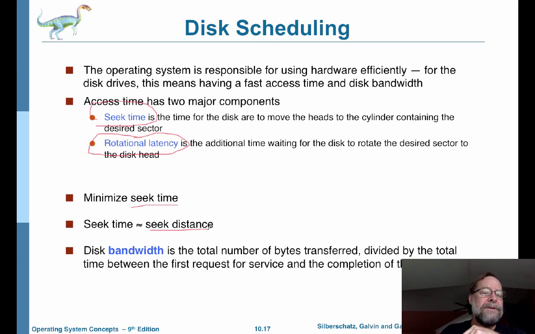There's not much we can do to minimize the rotational latency. The disk is just spinning at a fixed rate of speed. We don't have much control over that, but we can minimize the seek time. Our overall bandwidth, we're going to define as the total number of bytes that we transfer over a unit of time, divided by how much time it took from the first request of service until the completion of the last transfer. That's what we call the bandwidth.